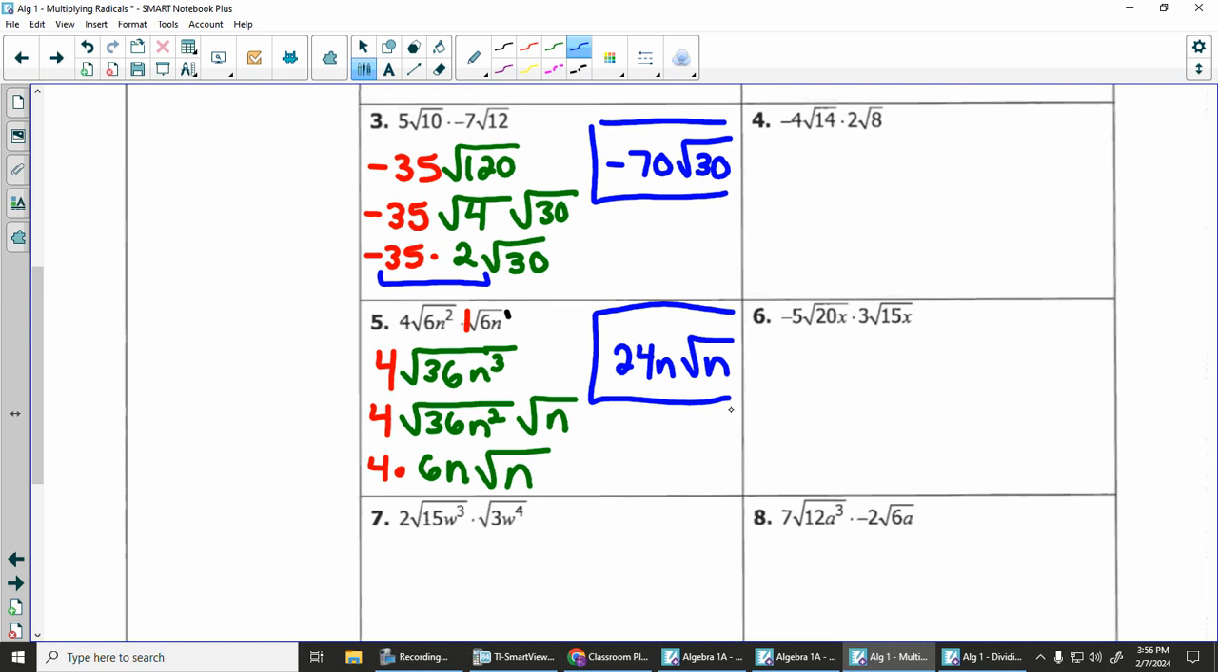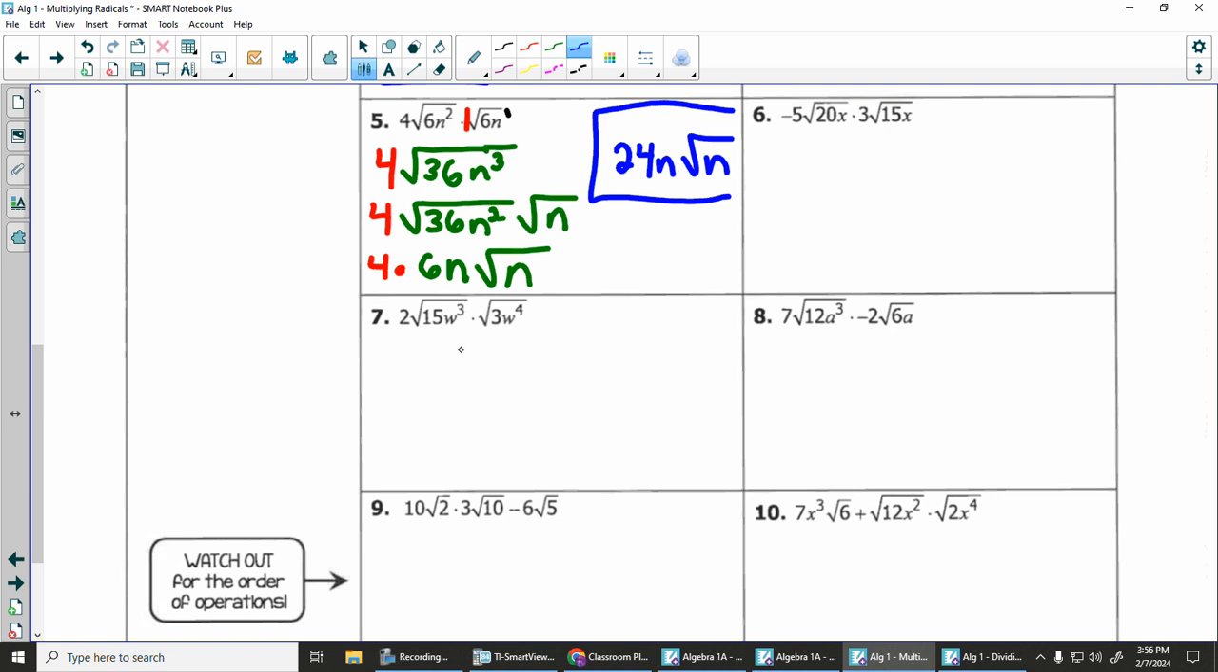Okay, so again, it's really just combining all of the skills that we had. All right, so I'll do one more of these, and then we're going to take a look at something a little bit different on the back. All right, so number 7. All right, again, we're going to multiply the coefficients in front. Again, we see that this is really a 1 in the front here. So 2 times 1 is 2.